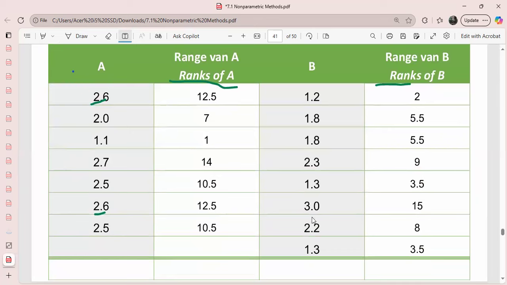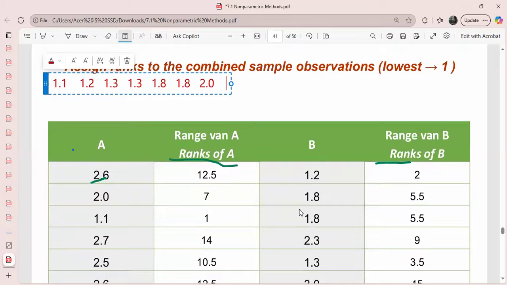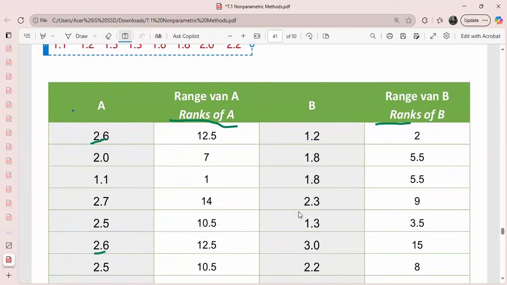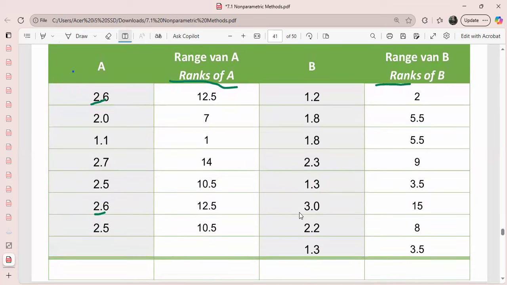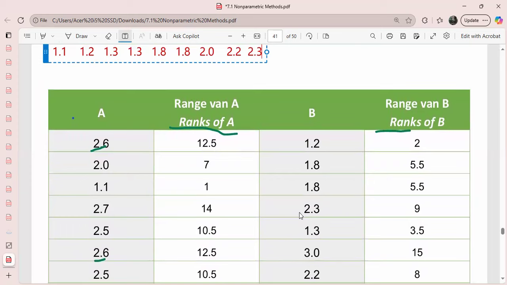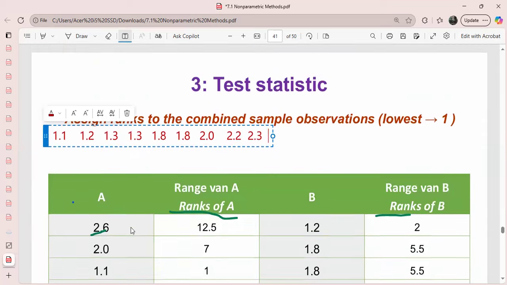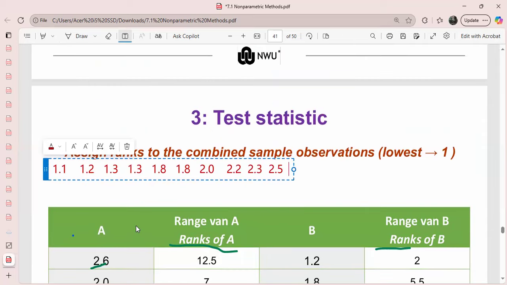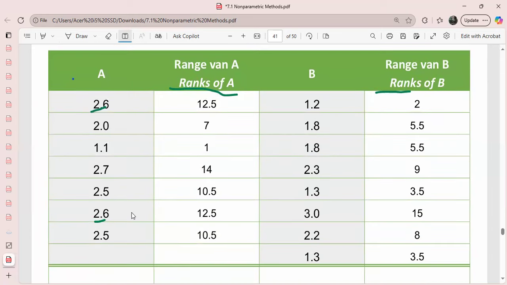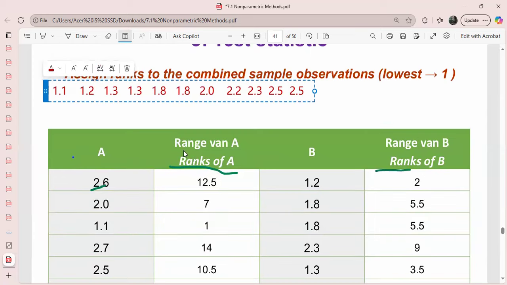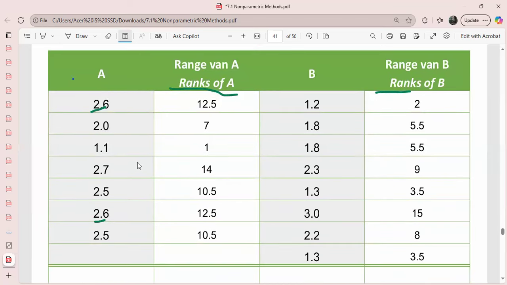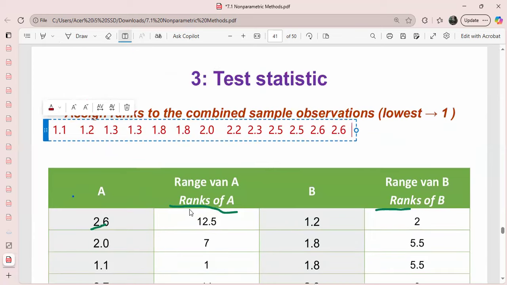That's why I'm saying you need to be careful when you arrange your data in ascending order. Do we have 2.1? No, we don't have 2.1, but we have 2.2. Do we have 2.3? It's only one. Do we have 2.4? No. Do we have 2.5? Yes, two of them, 2.5 and 2.5. Do we have 2.6? Two of them, 2.6 and 2.6. Do we have 2.7? Yes, we have 2.7.